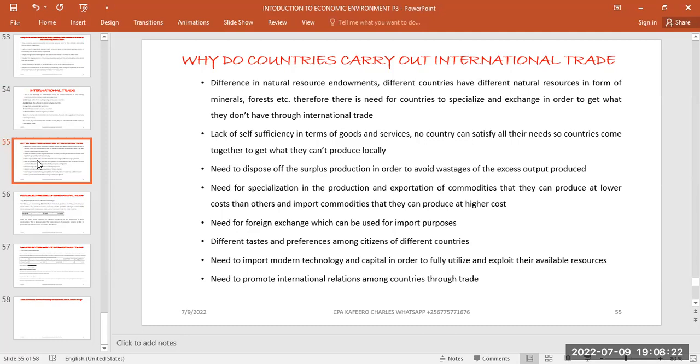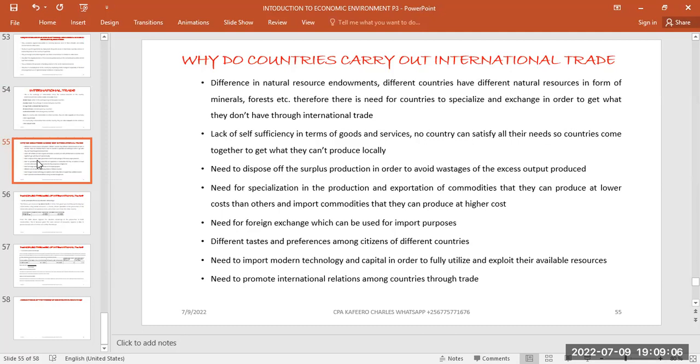The other one is the lack of self-reliance or self-sufficiency in terms of goods and services. There is no country that can provide whatever it needs. So if that cannot be done, then we are supposed to get some goods that we cannot produce, and we make sure we can receive those goods that we cannot get out of our available resources. Here we are saying that no country can satisfy all their needs, so countries come together to get what they can't produce locally.